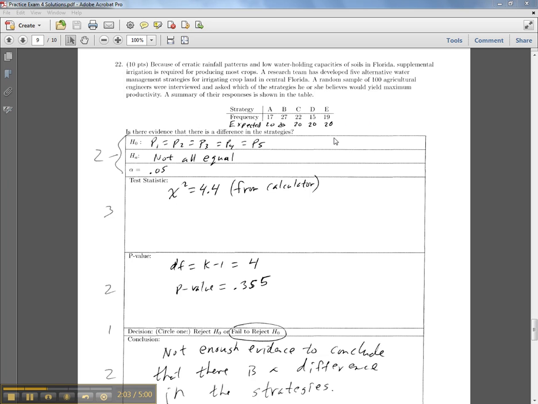So when you set up your null hypothesis for goodness of fit, you say that each of the probabilities are all equal. So the probability for strategy A is equal to the probability of strategy B, and so on. Then our alternative is that they're not all equal, and you want to state it this way all the time. Otherwise, you're going to have to list all the different combinations of how it's not all equal. What I mean by that is you can say that P1 is not equal to P2, but equal to P3.